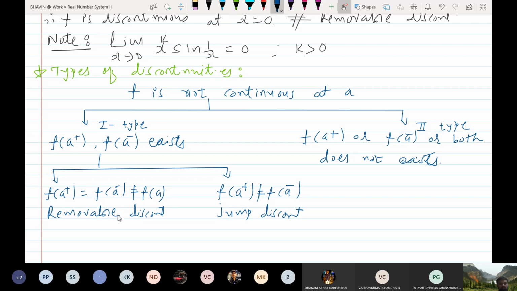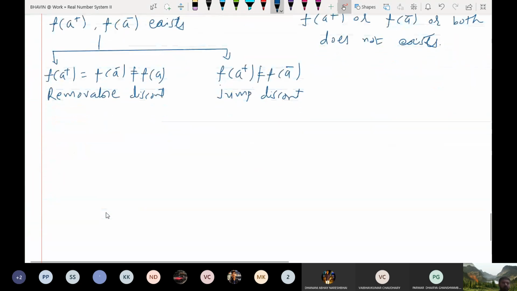Why is this known as removable discontinuity? If you redefine function f at x equal to a, you can remove the discontinuity. Okay, so that's why this name is suitable. So now let me write down the definition.